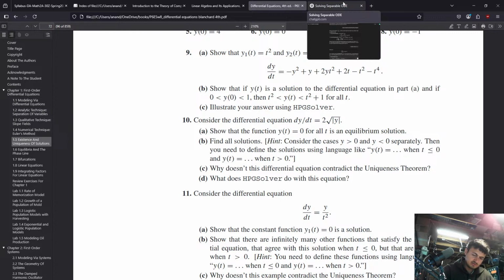And then we integrate and we get, so you add 1 and you divide by that. So you get 2 square root y is equal to 2t plus c. And you divide by 2 and you get square root of y is equal to t plus c. Then you square both sides, right? You get y is equal to t plus c squared.